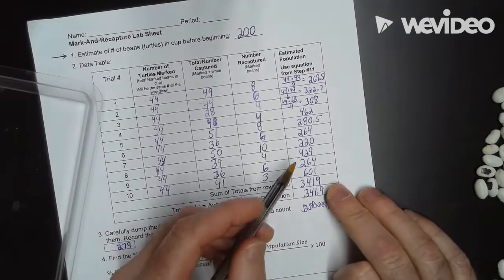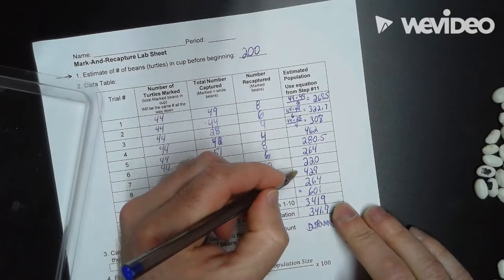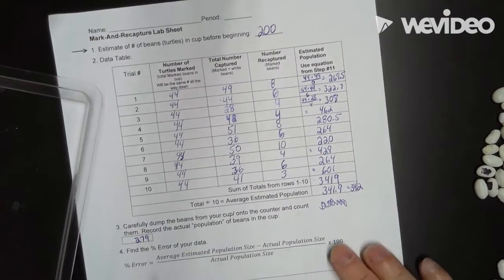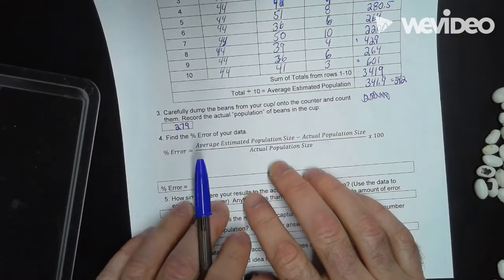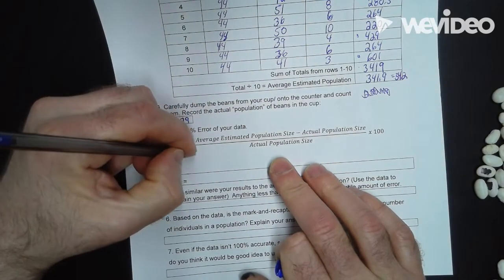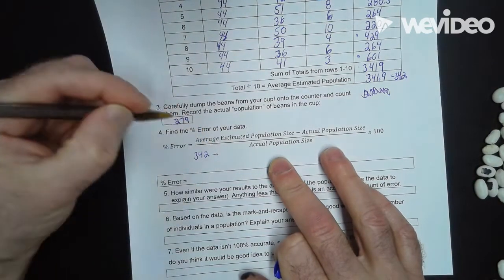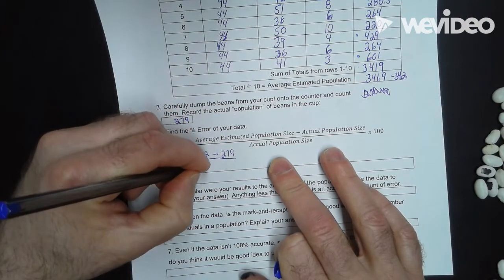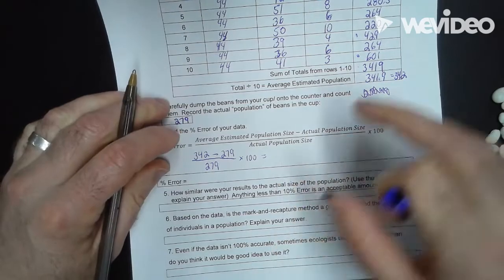As I'm looking at some of my numbers here, I can tell you right away, like this one definitely threw me off. And then these 400s threw me off a bit. 400 here, 400 here. But to calculate the error, we take the average estimated population, which was 342, and subtract that from the actual population, which is 279. Divide that by the actual population size, 279, and then multiply that by 100, and that will give us our percentage error.